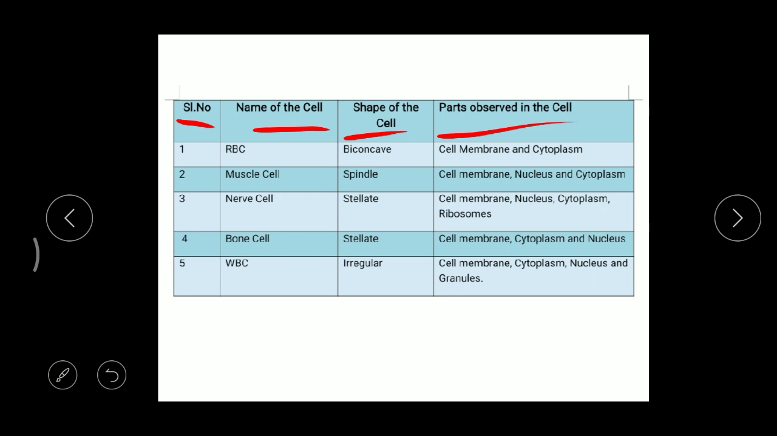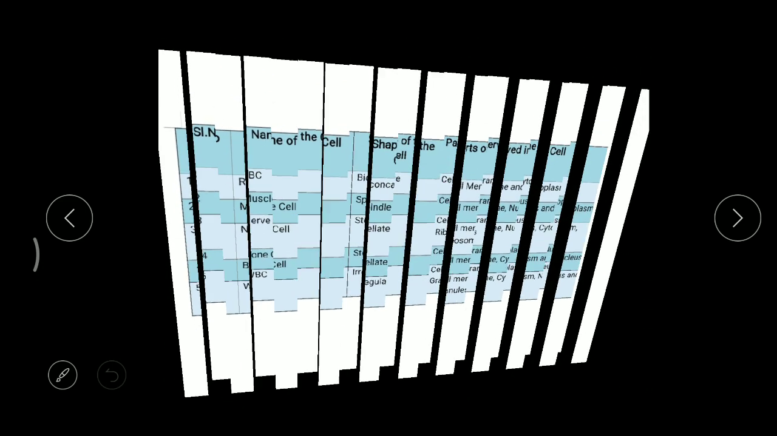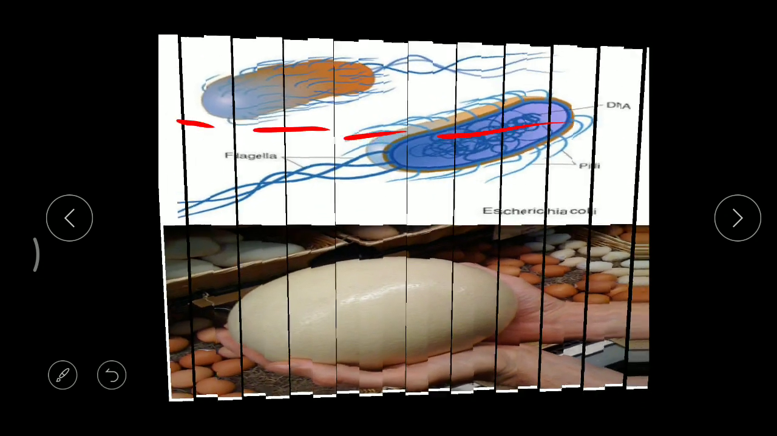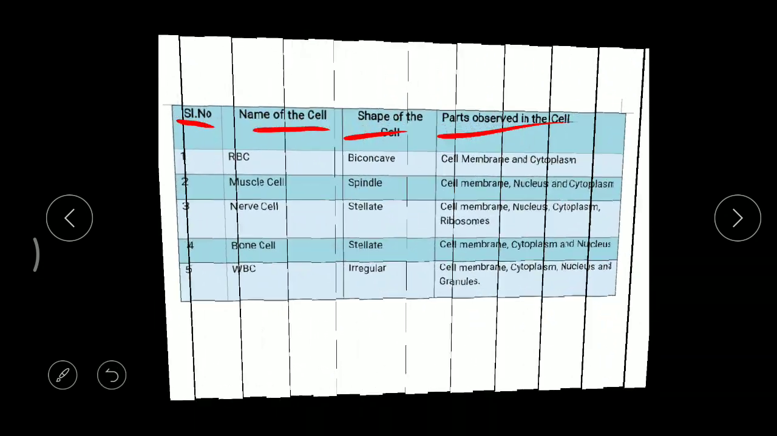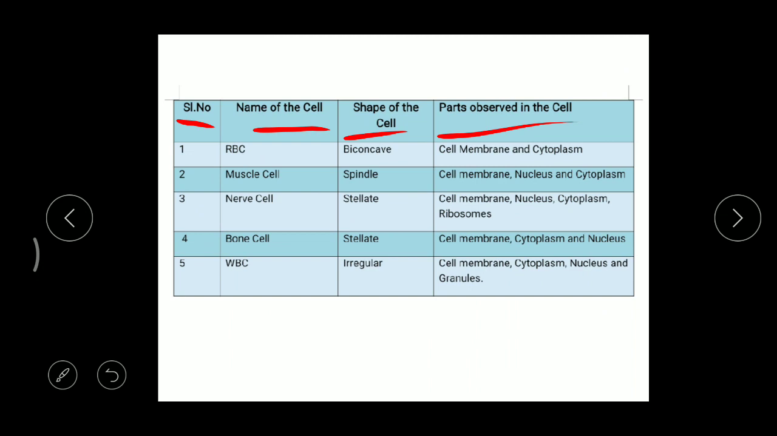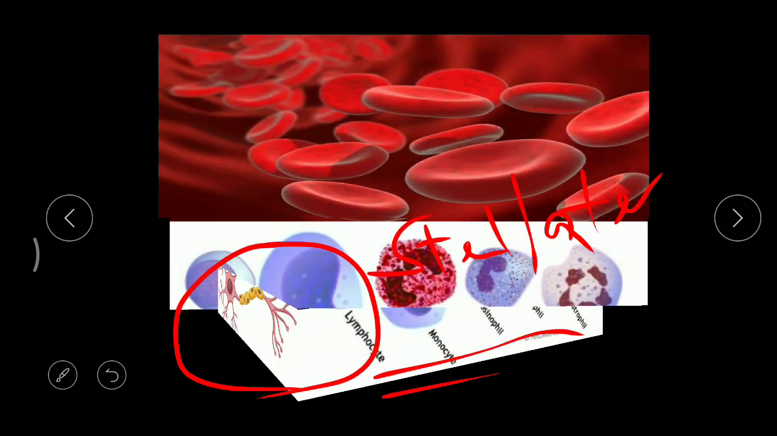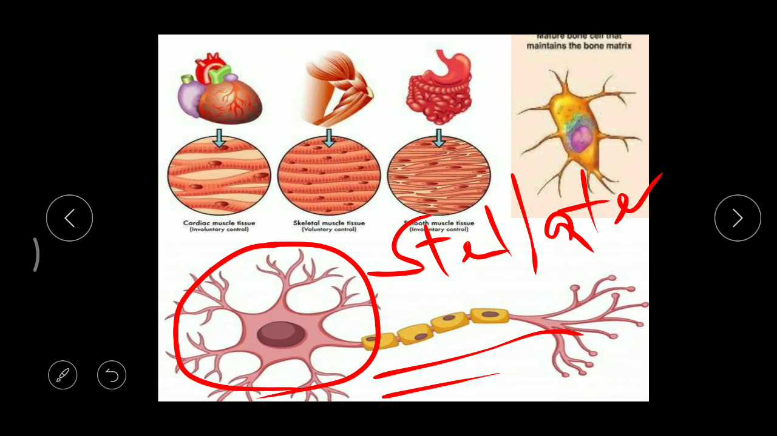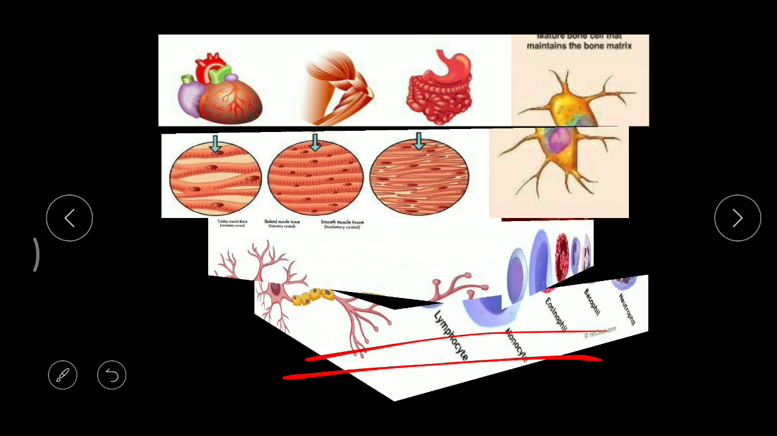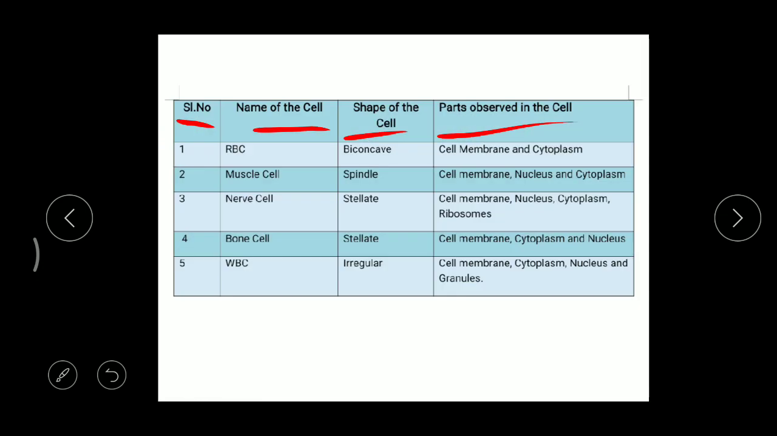Then the next one, muscle cell. Muscle cell has a spindle shape, and which parts? In a muscle cell we can find a cell membrane, and inside a cytoplasm, and in the middle a nucleus. So what are the parts you can find inside the muscle cell? Three: cell membrane, nucleus, and the cytoplasm.